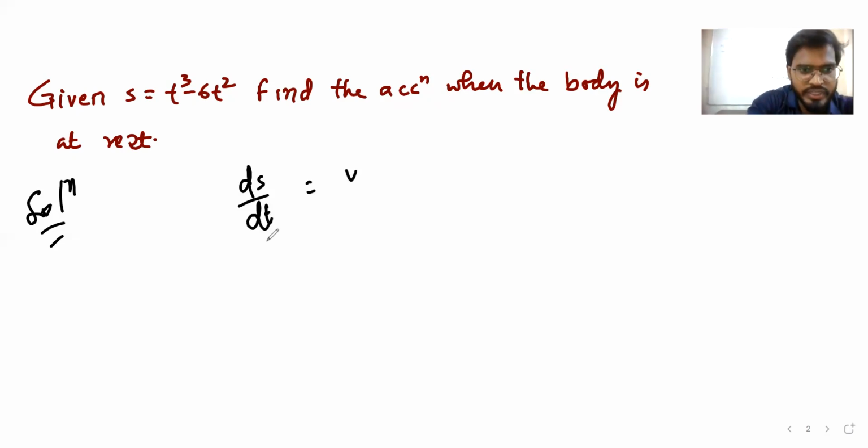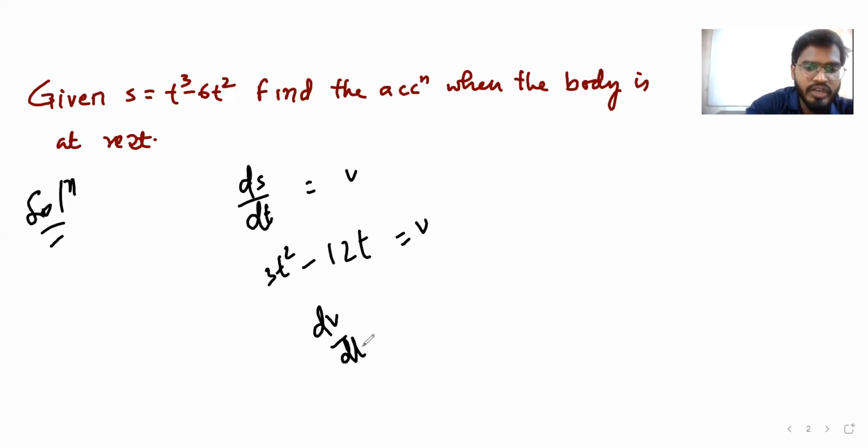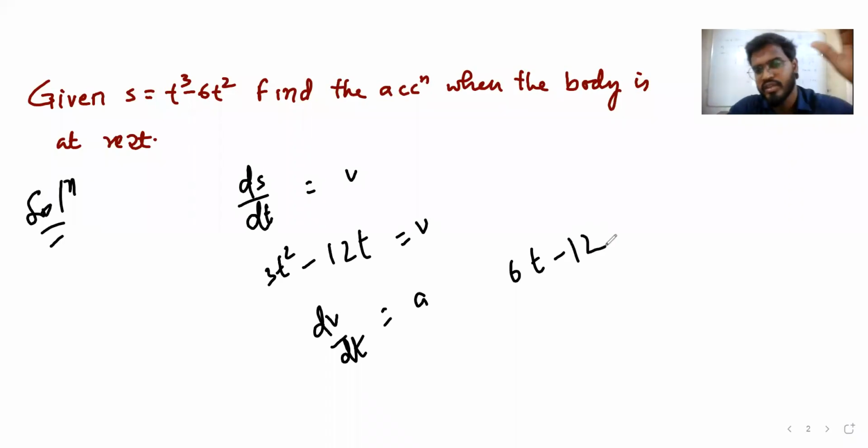So ds by dt will give you velocity. Let's do this first. Using x to the power n, we get 3t square minus 12t. That is velocity. Now if we differentiate one more time, we'll get acceleration, which is 6t minus 12.